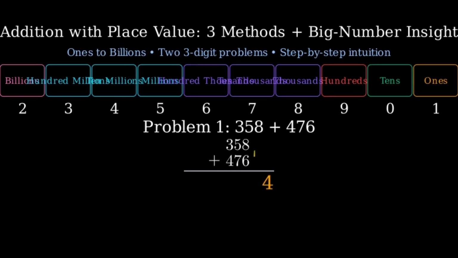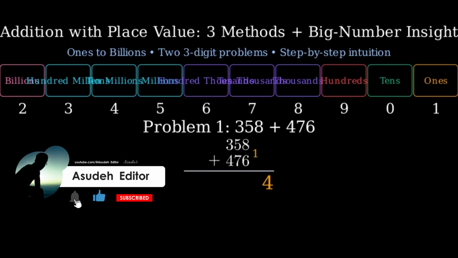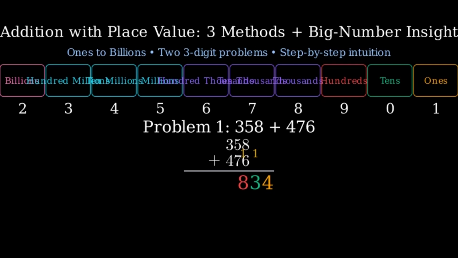Next, 5 tens plus 7 tens, plus the carried 1 ten makes 13 tens. We write 3 in the tens place and carry 1 to the hundreds. Finally, 3 hundreds plus 4 hundreds plus 100 equals 8 hundreds. The result is 834.